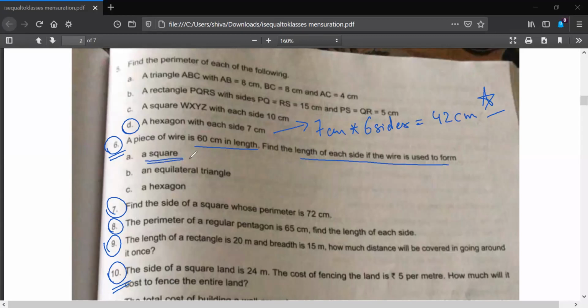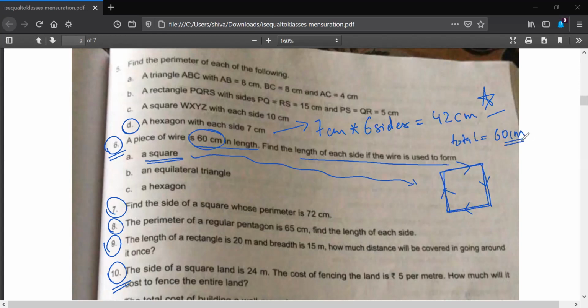Mr. Sarthak? So for the square it will be 24 centimeters. 24 centimeter. 40 centimeters. One second, sir. Let us check. So 40. Okay, if this is a square, and the piece of wire is 60 centimeters in length, so this plus this plus this plus this total would be 60 centimeter.